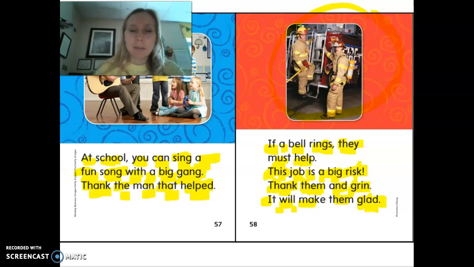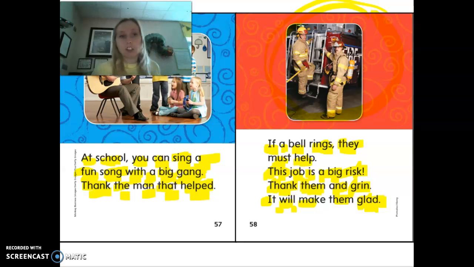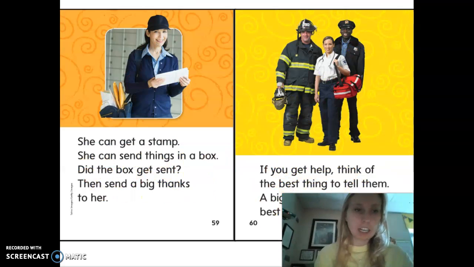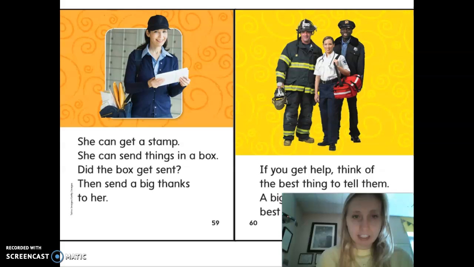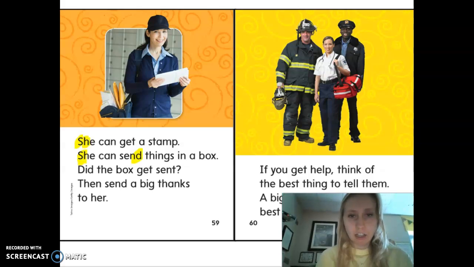So when they say it's a big risk, that means these people, even though they're wearing lots of protection, could get burned or hurt. So we want to be grateful for people that help us. Okay, here's the next one. Oh, I see some digraphs. Shh, shh, and blend, st, blend, nt, and blend, digraph.